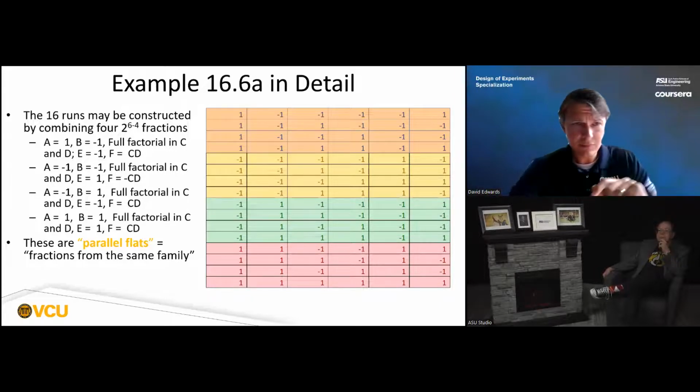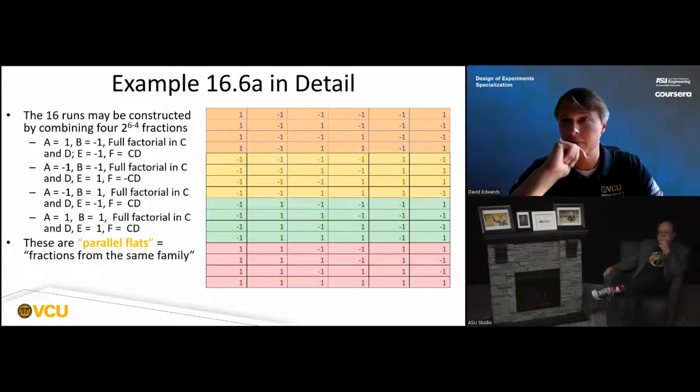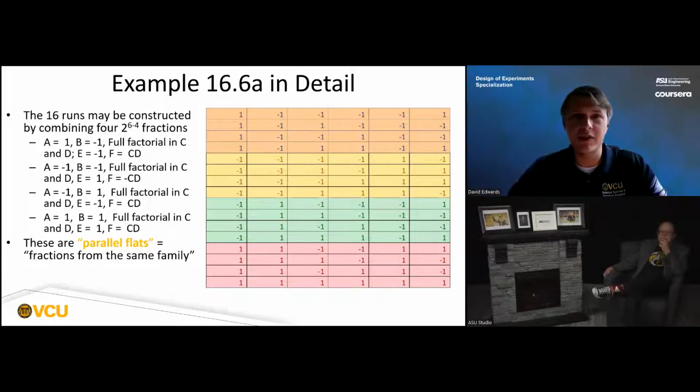Then column E is all -1s, and the last column is the product of the 3rd and 4th columns. So that is, of course, a regular fraction, with a very simple defining relation that I could write down for those 4 runs. If you look at what's in yellow, it follows the same pattern.